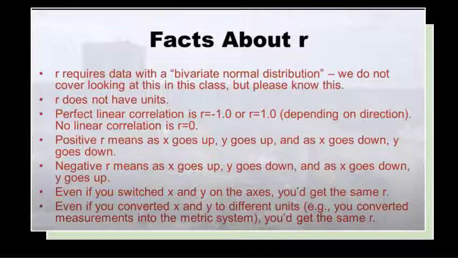Also, a perfect linear correlation, like we already saw earlier in this lesson, would be when R is either negative 1.0 or positive 1.0. Depending on the direction, if it's negative 1.0, it would be going in a downward direction, and if it's positive 1.0, it would be going in an upward direction. But if there is no correlation at all, then R would be 0.